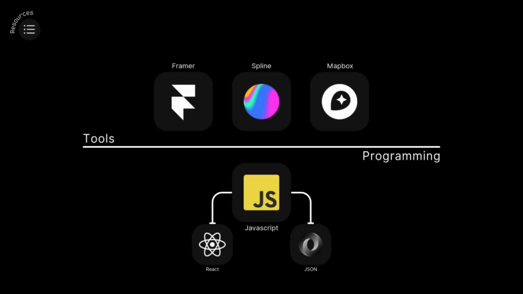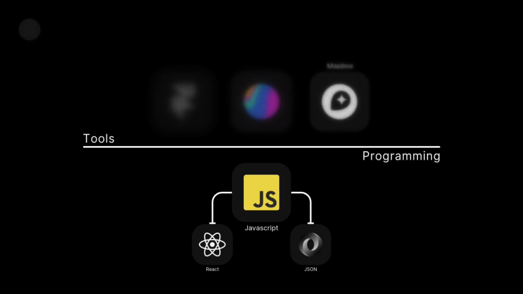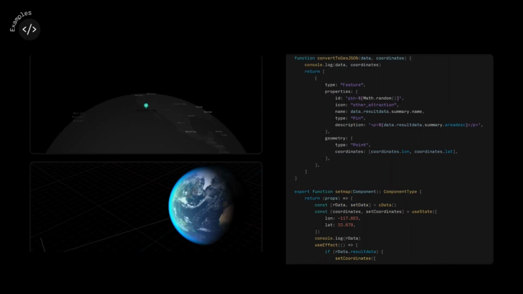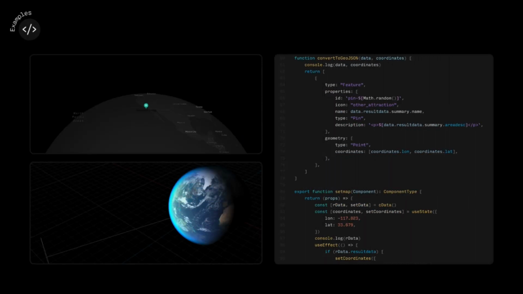These are the following things I used to create this app. The top left is a sample of Mapbox, the bottom left is a sample of Spline, and the right is a sample of my AI's code.